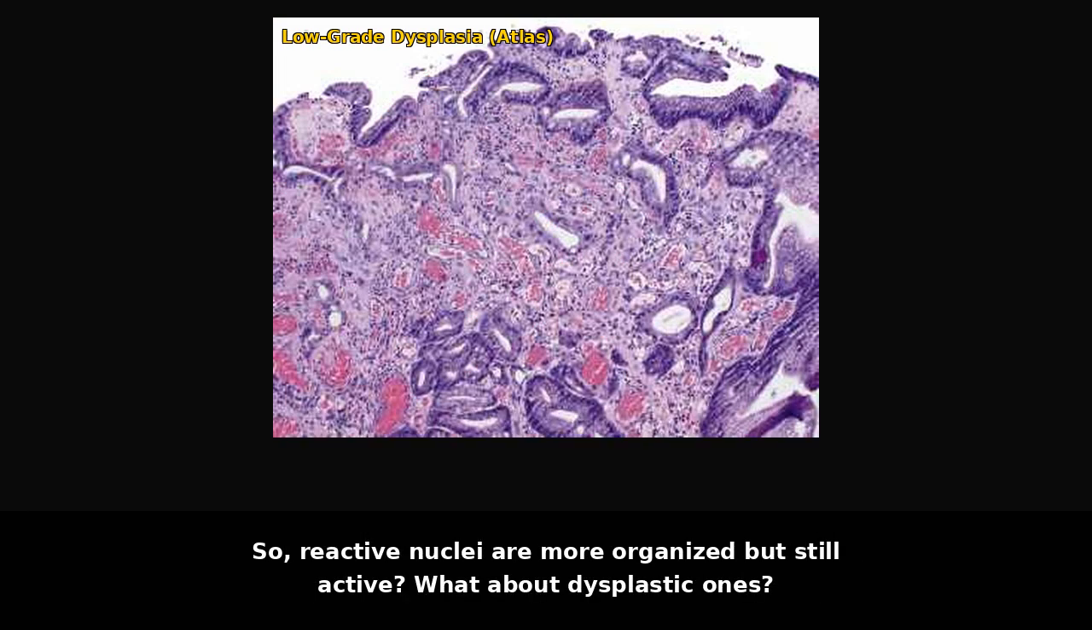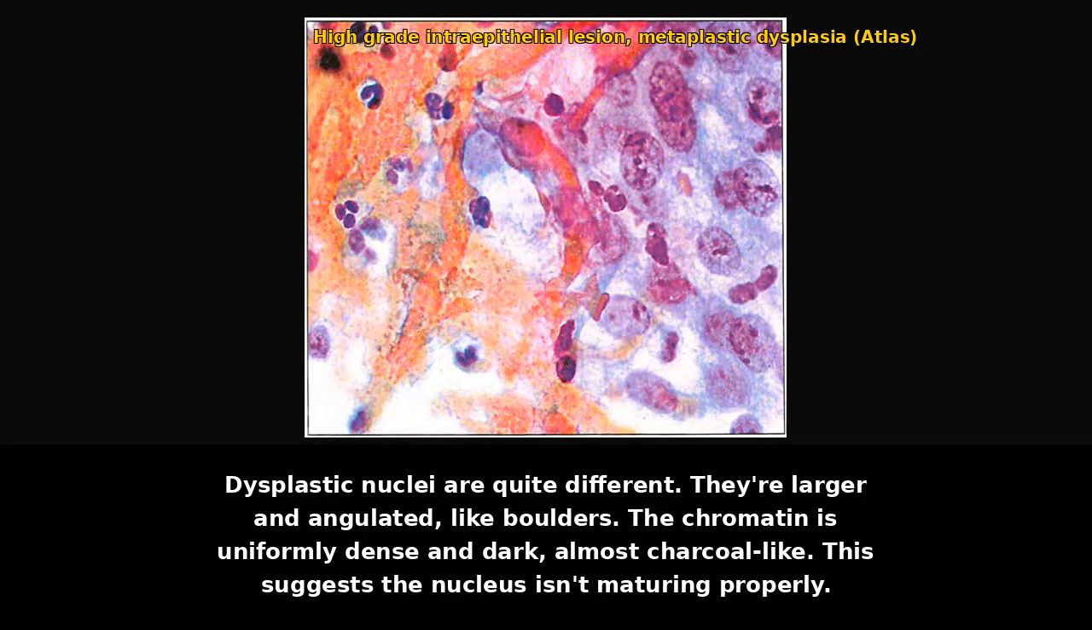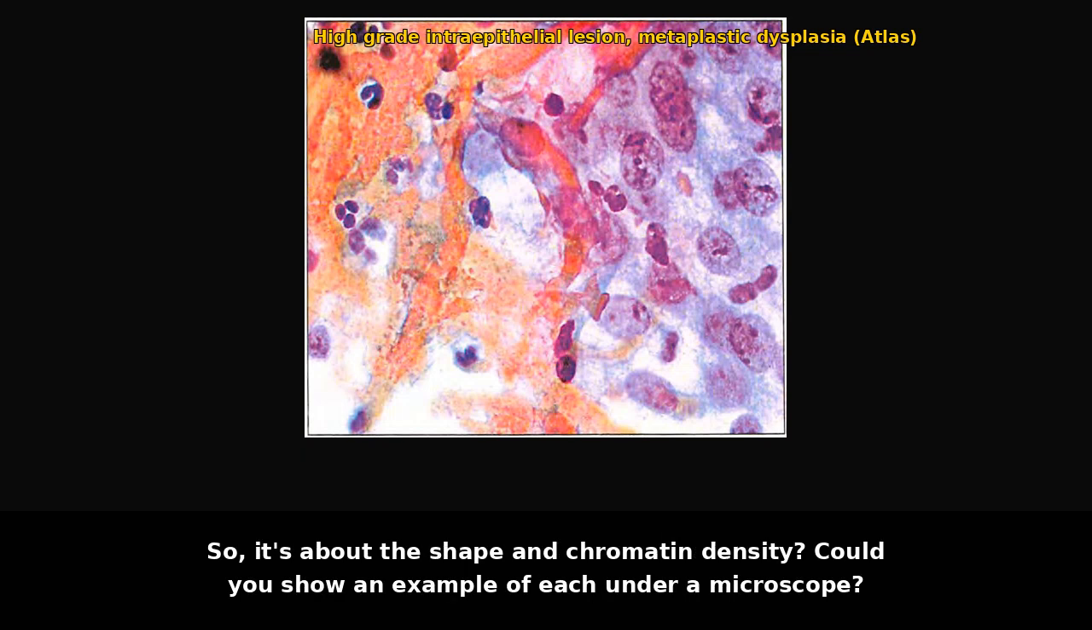So reactive nuclei are more organized, but still active. What about dysplastic ones? Dysplastic nuclei are quite different. They're larger and angulated like boulders. The chromatin is uniformly dense and dark, almost charcoal-like. This suggests the nucleus isn't maturing properly. So it's about the shape and chromatin density? Could you show an example of each under a microscope?